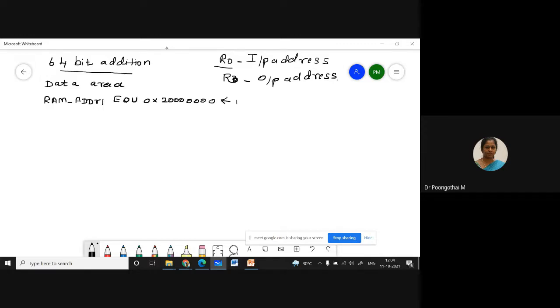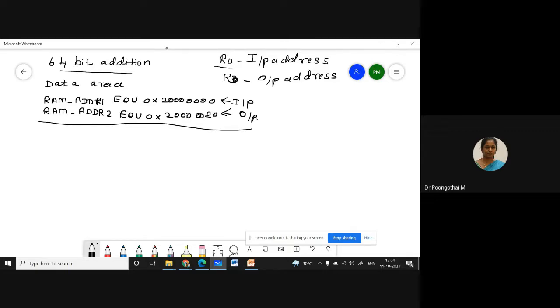So this is for getting your input. Okay. So assign another address for storing your results, 0x20000020. This is for your output. Okay, so that's all about the data area.